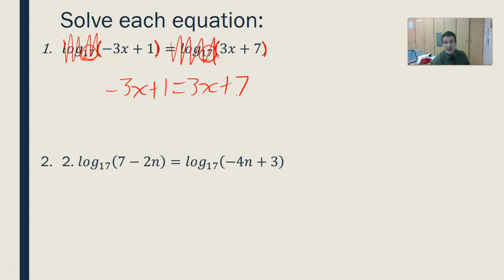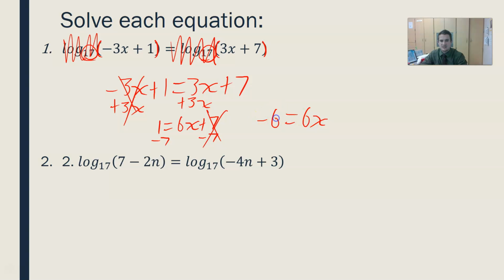And well, looky there, I know how to solve this equation. From here, this is just like a linear equation where I need to get x by itself. So let me go ahead, I'll add 3x on both sides, which gives me 1 equals 6x plus 7. I'll go ahead and subtract 7 on both sides, which gives me, let me write this over here, 6x equals negative 6. And if I divide by 6 on both sides, I get x equals negative 1.